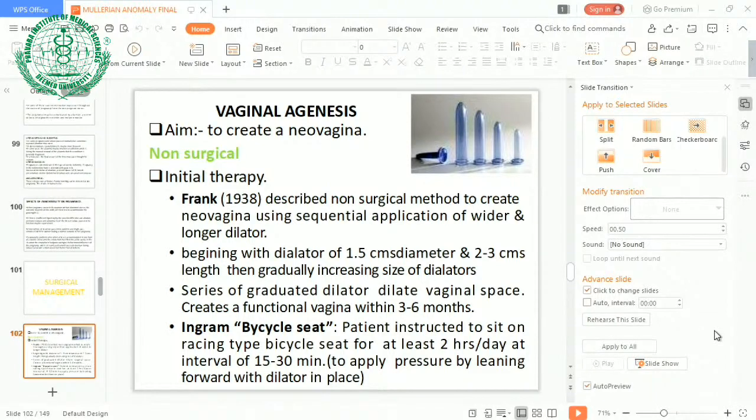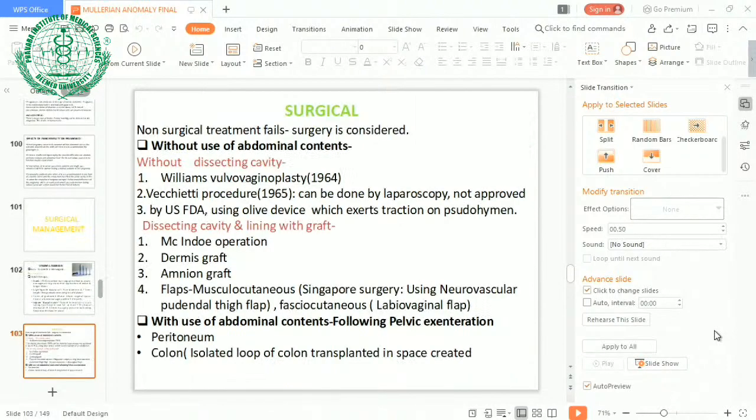Another modification is the Ingram bicycle seat. The patient is instructed to sit on a racing type of cycle seat without the seat. Only the dilator is placed in the place of the seat, for at least 2 hours per day at intervals of 15 to 30 minutes, which applies pressure by leaning forward with the dilator in place.